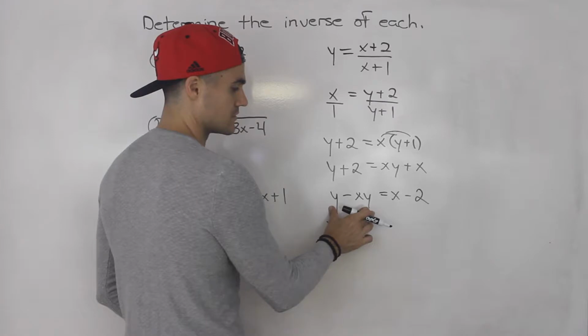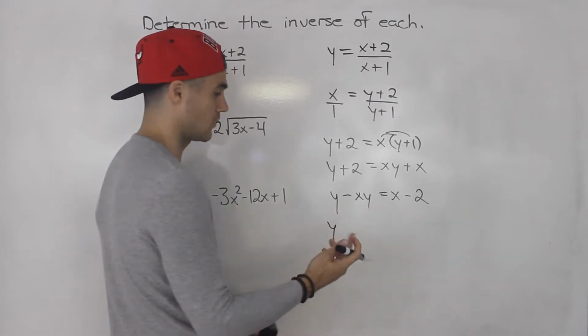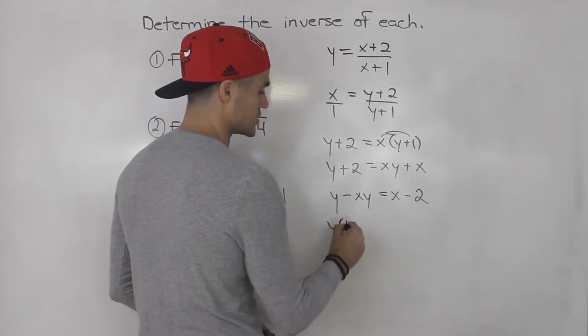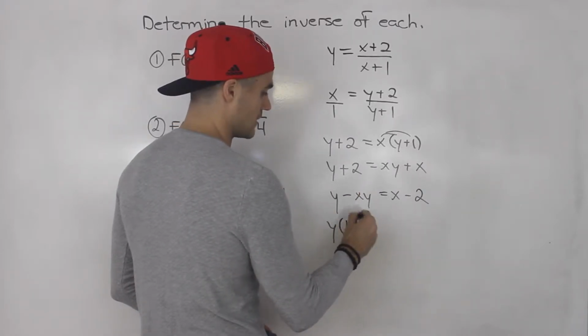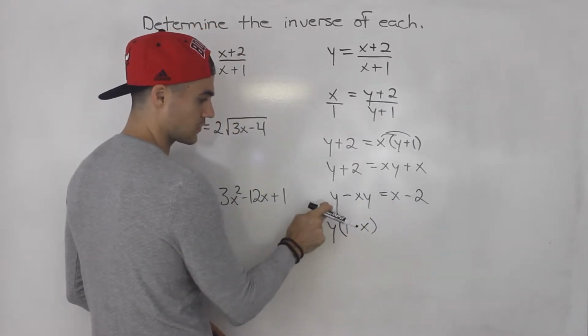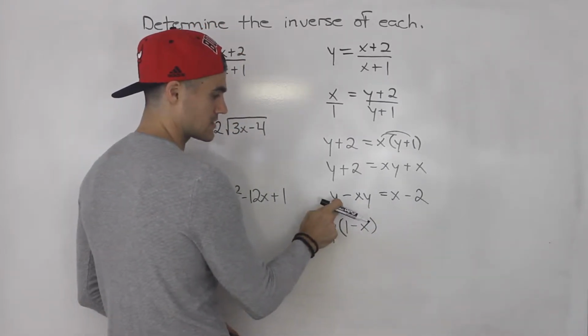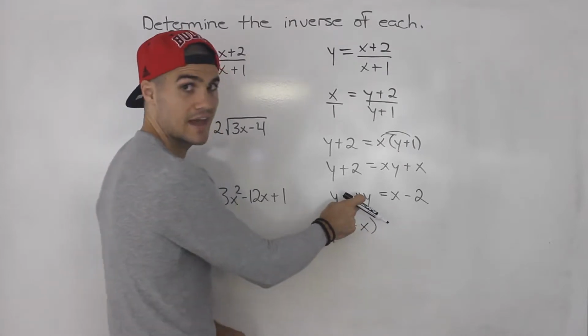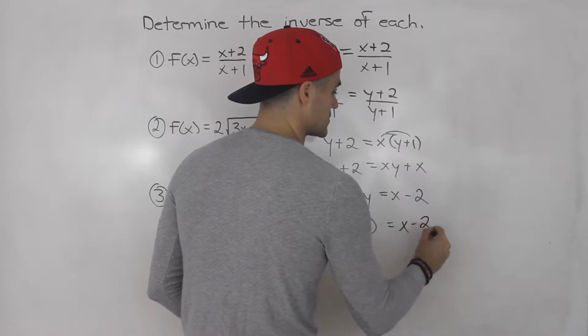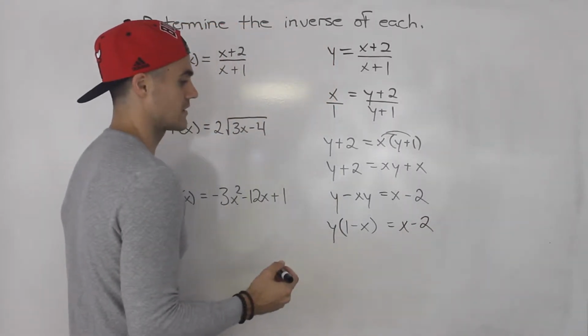And then from here, what we could do is factor out a y from these two terms, right? Because they both contain a y. And what would we be left with? Well, y divided by y is just 1, and then xy divided by y is just x, right? So we took out a y from both these terms, and we're left with 1 corresponding to this y minus x corresponding to that xy. Took out the y. And then we have x minus 2 still on the right side.